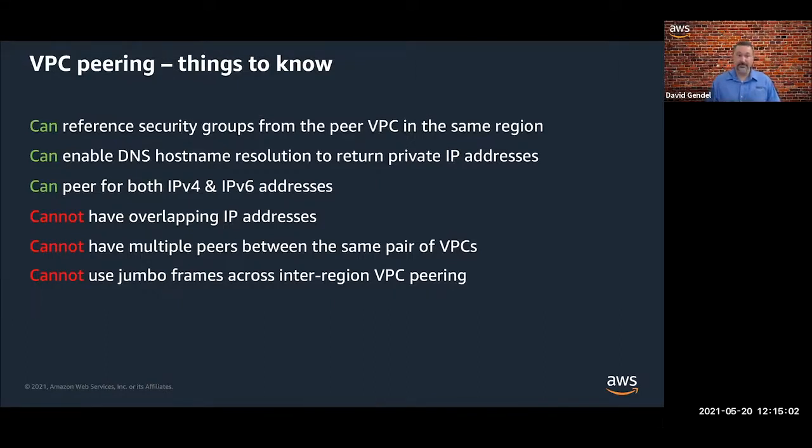You can reference security groups between the different VPCs in the same region. You can enable DNS hostname resolution. You can peer for IPv4 or IPv6, but keep in mind, you cannot have overlapping IP ranges. You cannot have multiple peers between the same pair of VPCs, and you cannot use jumbo frames using VPC peering. So these are the key things to remember as you're building this out.